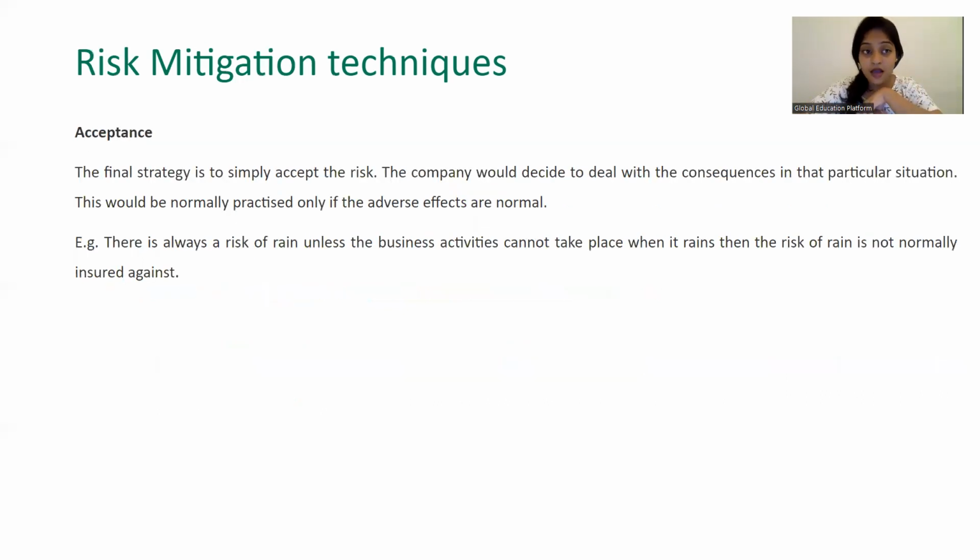And then finally, we have acceptance. The final strategy is to simply accept the risk. The company would decide to deal with the consequences in that particular situation. This would normally be practiced only if the adverse effects are normal. Example, there's always a risk of rain unless the business activities cannot take place when it rains. Then the risk of rain is not normally insured against. So here you do not complain against it, but you accept the risk and you move forward with it. So this is also one part of the risk mitigation techniques.